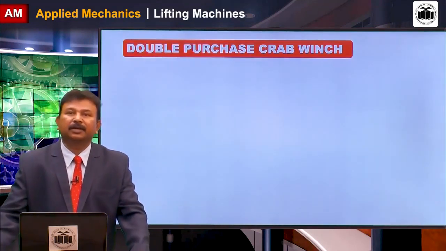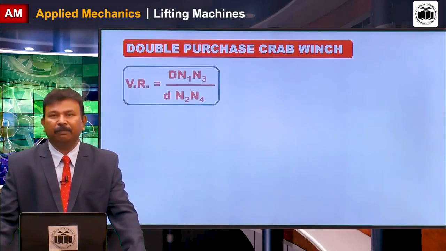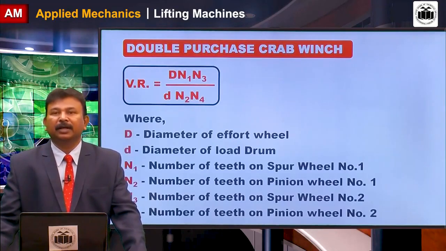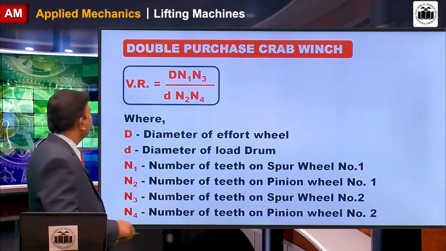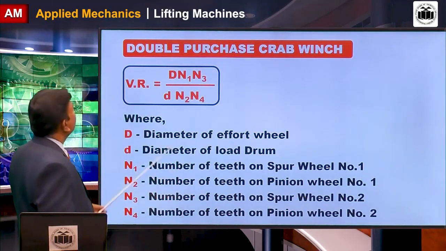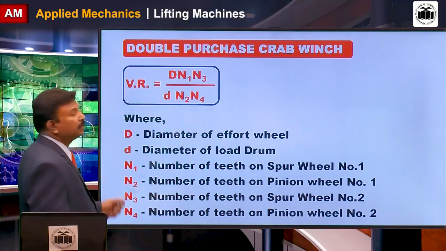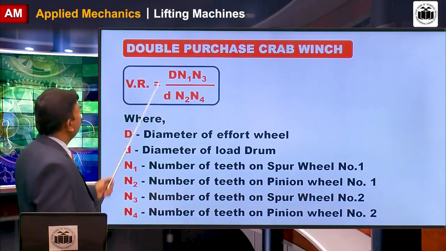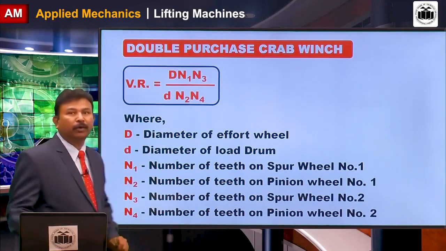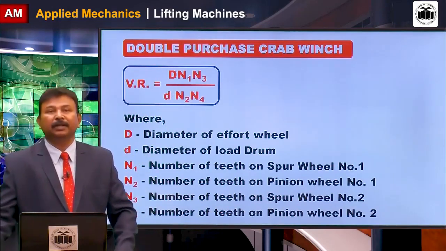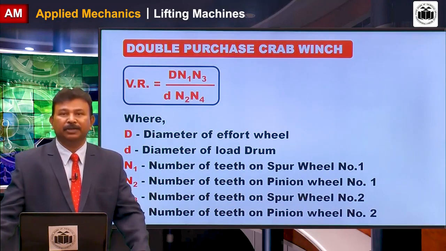Next machine is double purchase crab winch. In double purchase crab winch, the formula is a little bit complicated. The formula is capital D upon small d. It represents the ratio of diameters. Then N1, N3, N2, N4, it represents the gear ratio of the machine.